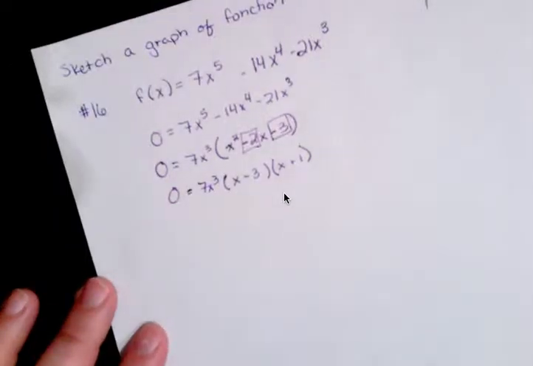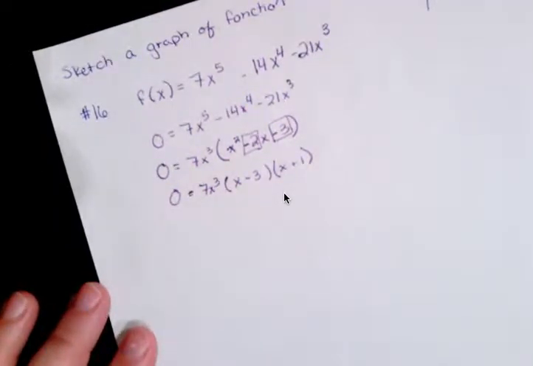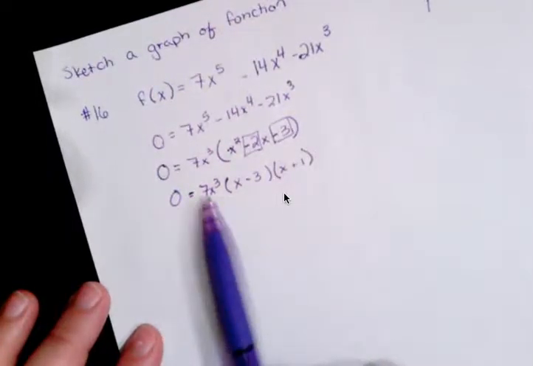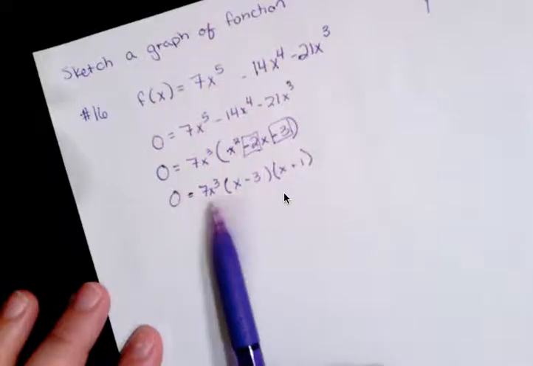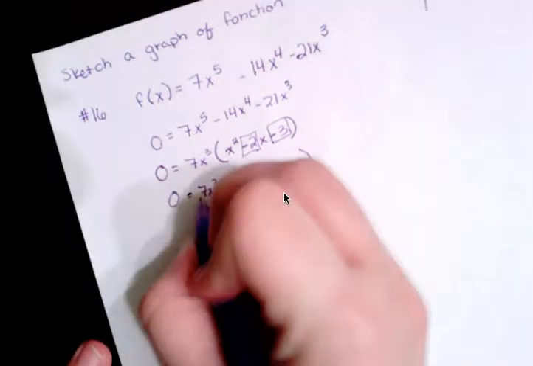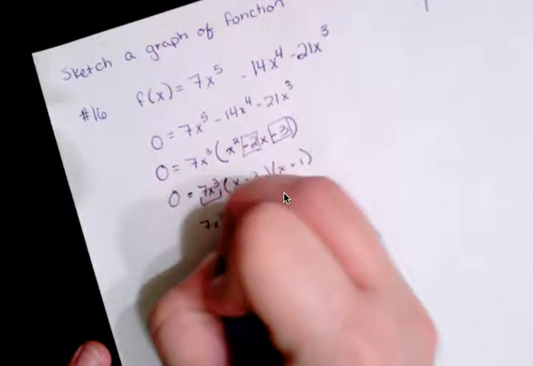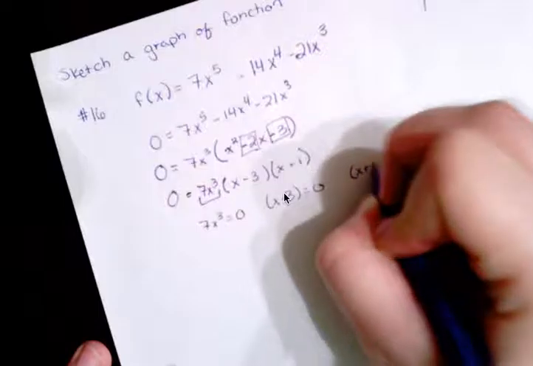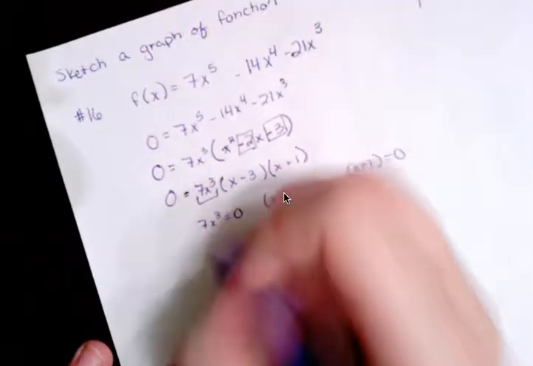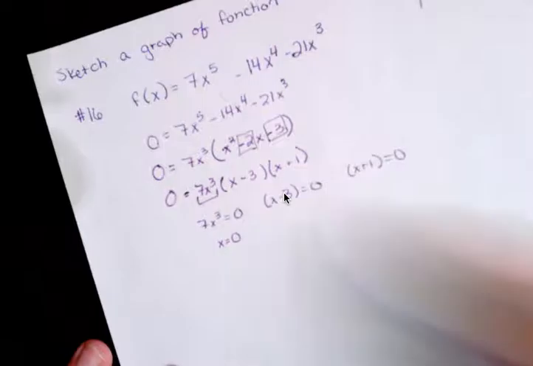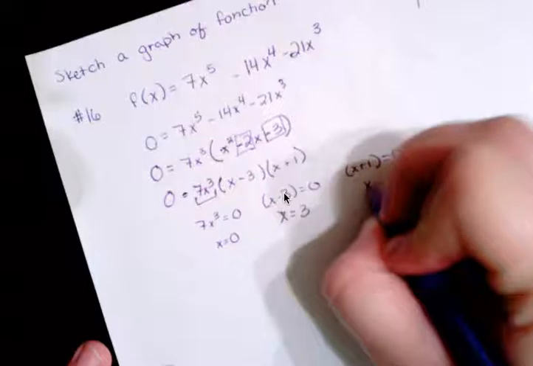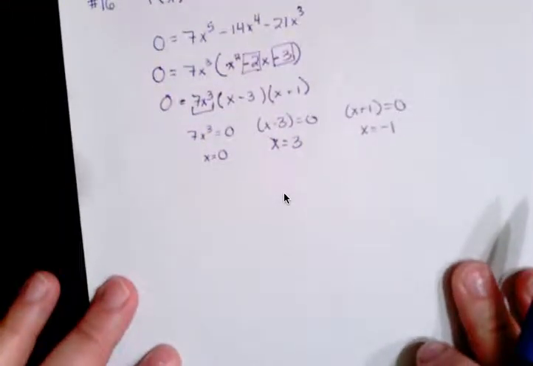Now, because we're finding our x-intercepts and we set y equal to 0, we know anything times something, if it equals 0, then one of these has to be equal to 0. So we take each one of them and set them equal to 0. And if I go to solve this, here I get x equals 0. Here I would get x equals positive 3, and here I get x equals negative 1. So that means I have intercepts at 0, 3, and negative 1.